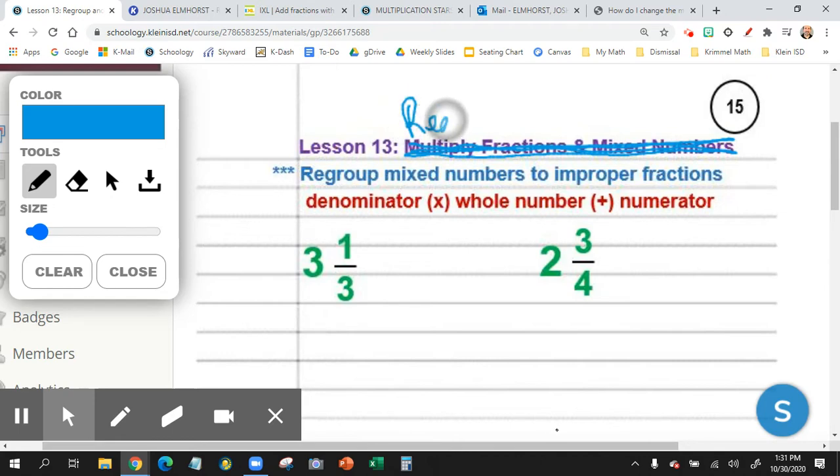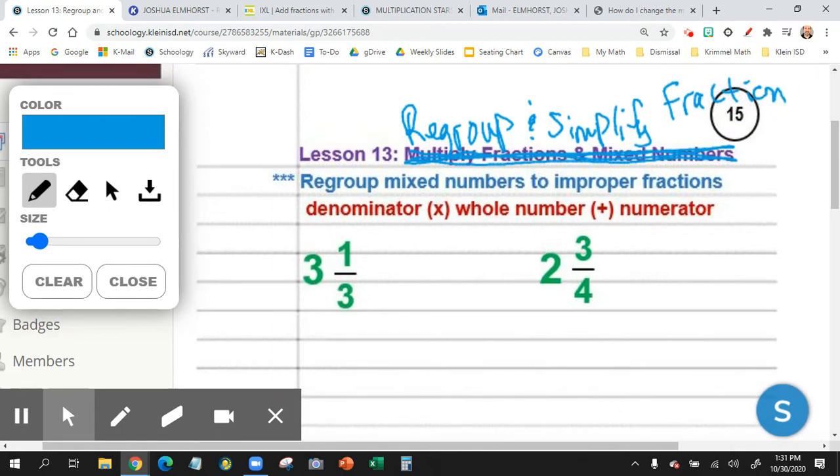So regroup and simplify fractions. Okay, and then you'll have some space on there. I wrote a little bit big up here.